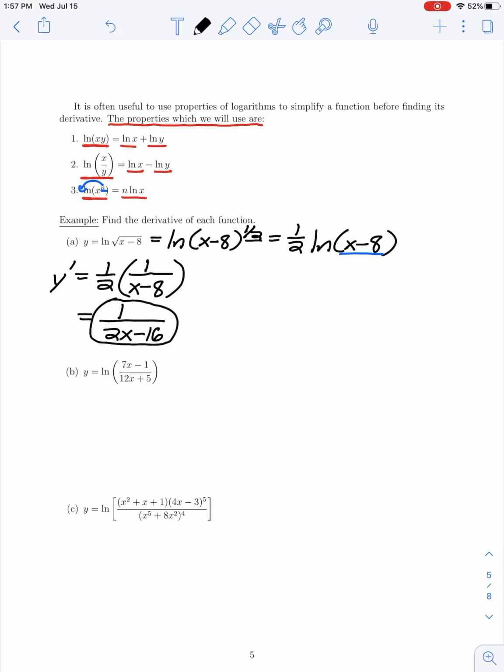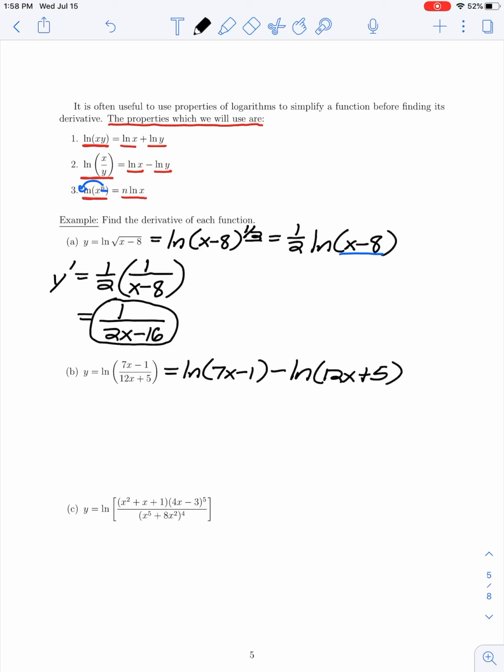So let's look at another one. In part B, we have y is the natural log of a quotient of 2 polynomials. So to evaluate our derivative directly, we would have to use the chain rule and the quotient rule. However, if we recall that the logarithm of a quotient is the same as the difference of 2 logarithms, we could rewrite this as the natural log of 7x minus 1 minus the natural log of 12x plus 5.